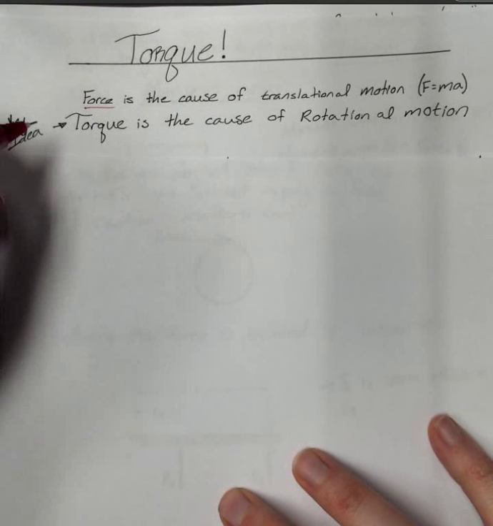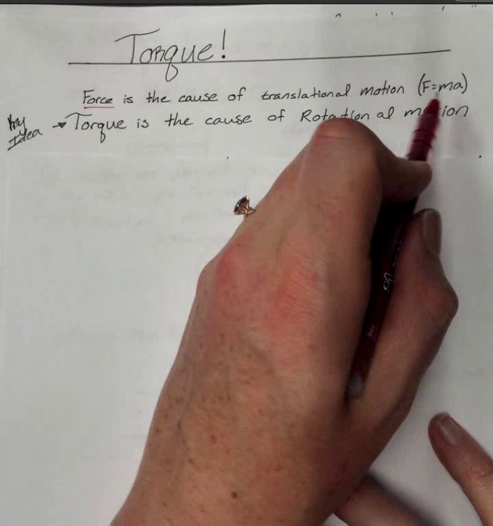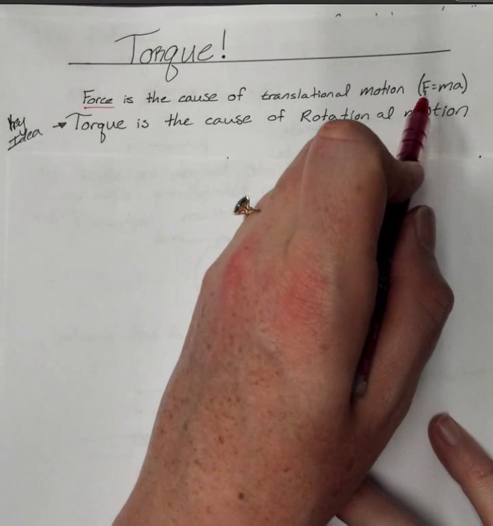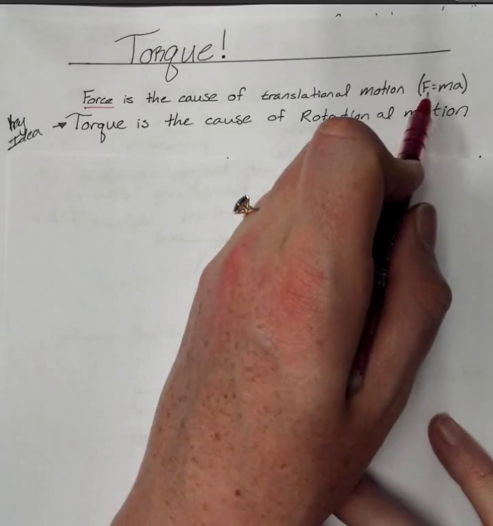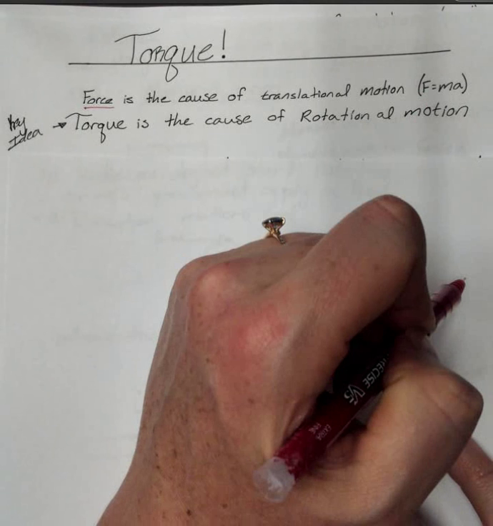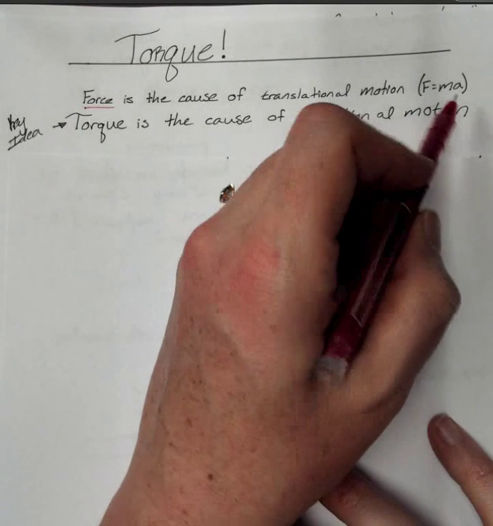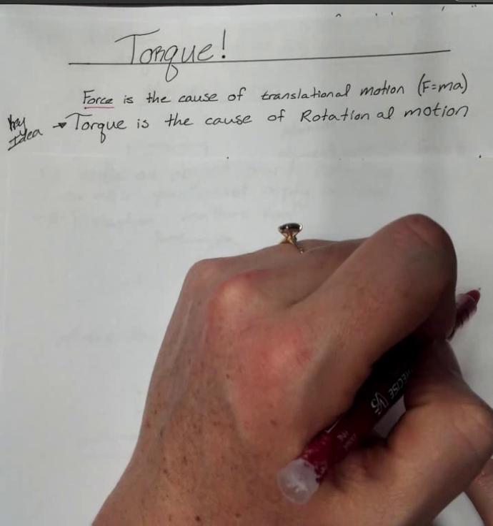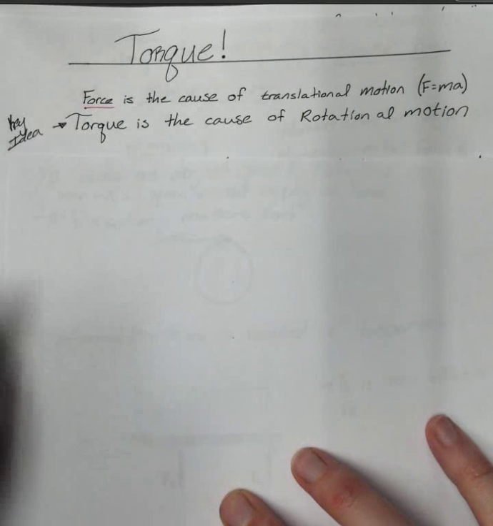So when we were looking at translational motion, we discovered that force is a cause of translational motion, and that's governed by Newton's laws, and specifically the net force is directly proportional to the mass times the acceleration that the object experiences. And if an object is not experiencing acceleration, then inertia does in fact take over.